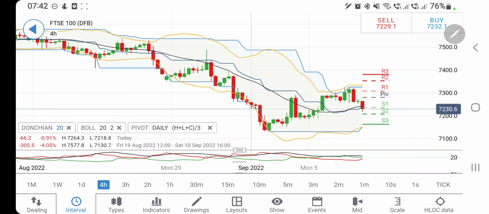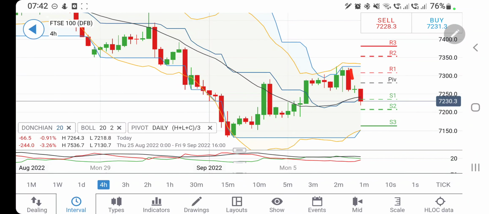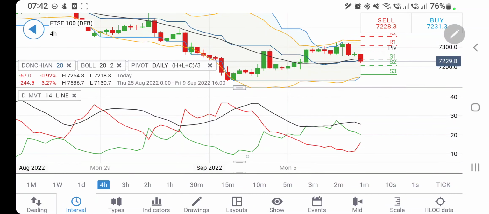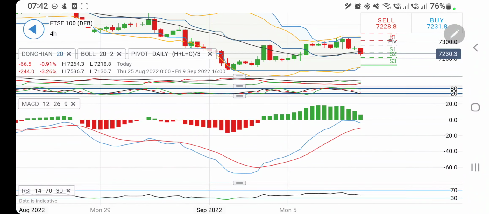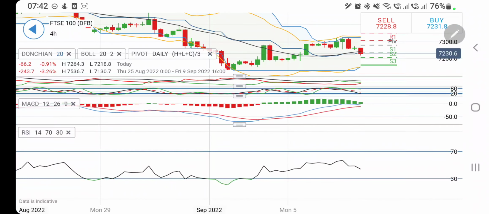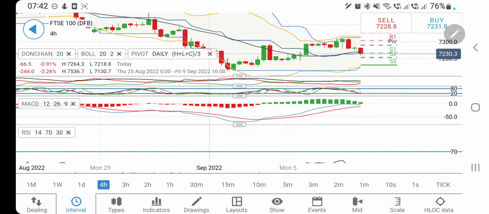On the 4-hour charts, this is the second red candle, and yes, after a step candle there, this is the first red candle. So yes, after this you can expect a couple more red candles which might take it towards 7150 levels. Directional movement bullish, trying to converge. Stochastic entering into oversold zone, and MACD must cross over from here, and hence you can expect a couple more red candles. RSI looking downwards.